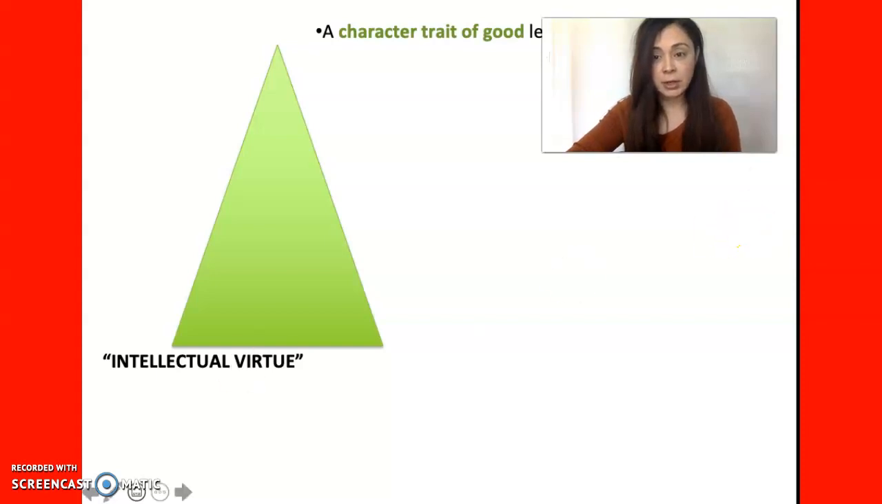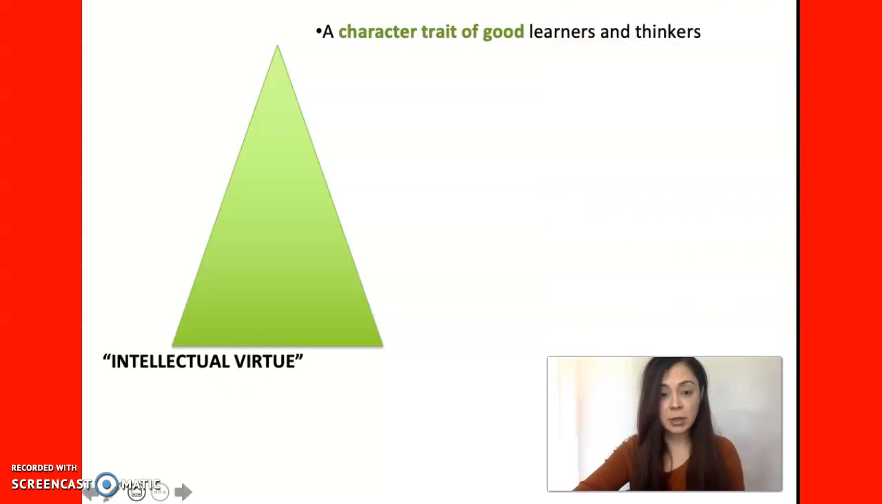So a definition that I want you to remember throughout the semester for intellectual virtue is that of a character trait of good thinkers and learners. In other words, of good thinkers and good learners, but also, in many instances where thinking and learning is a vital aspect of communication, intellectual virtue can also be understood as referring to character traits that are conducive to being good communicators as well.